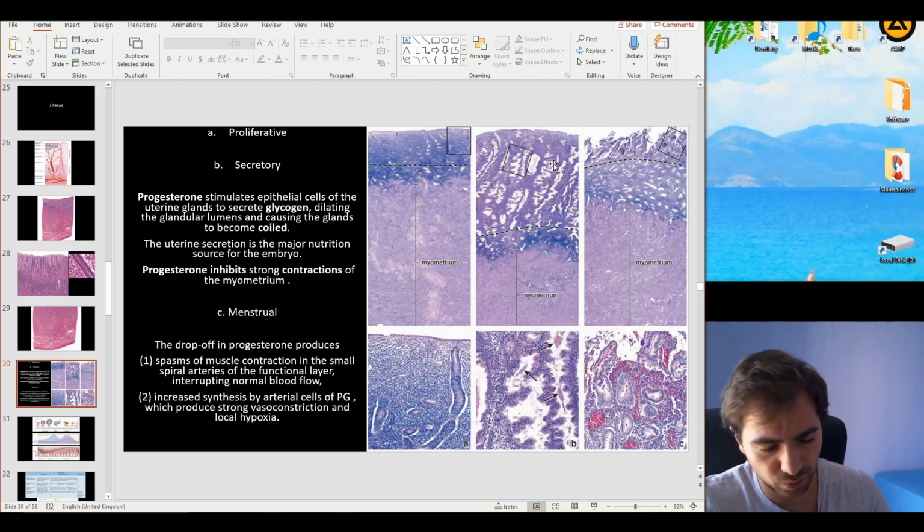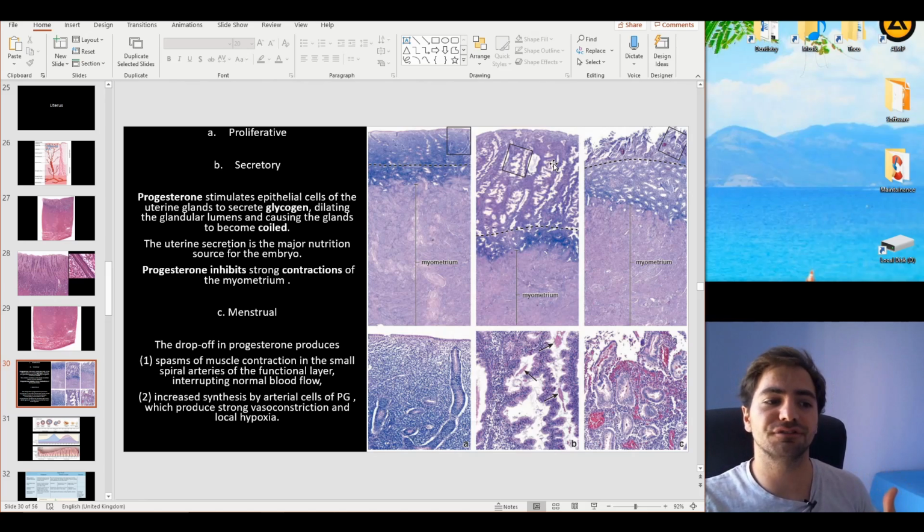Now, why do we care so much about the uterine glands? Because these uterine secretions are in fact the major source of nutrition for the embryo. Importantly, progesterone also inhibits the contractions of the myometrium. The point is that we want to prevent any damage to the implantation of the embryo, which will take place in the endometrium. And last, we're going to find the menstrual phase. This takes place in the condition that we do not have fertilization and implantation of the embryo on the endometrium.